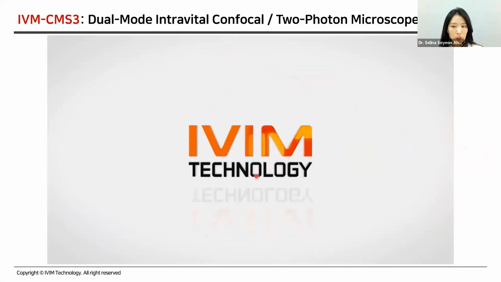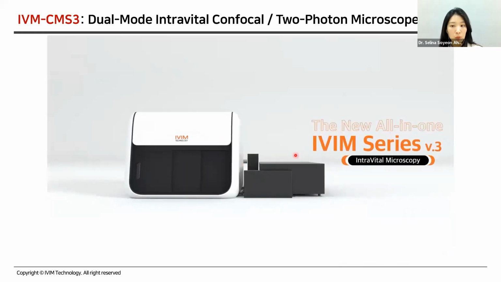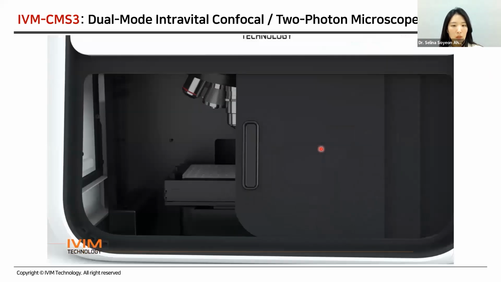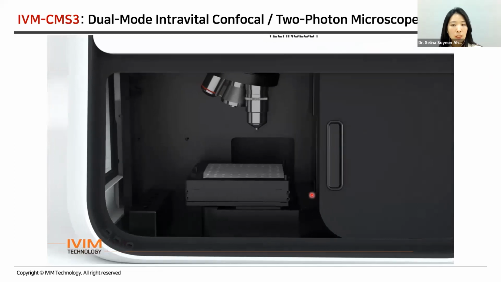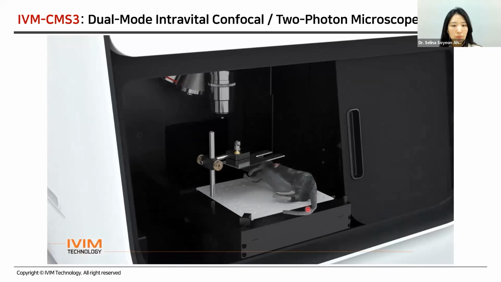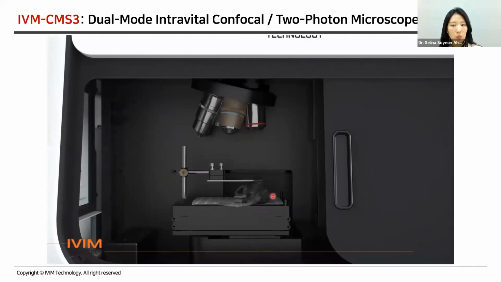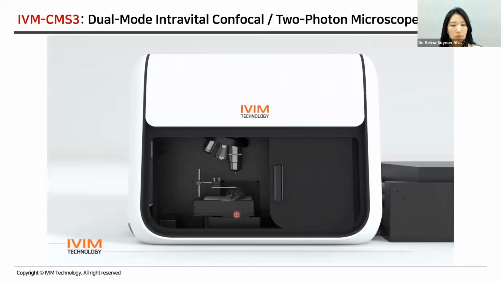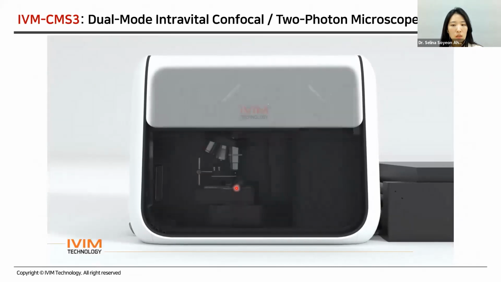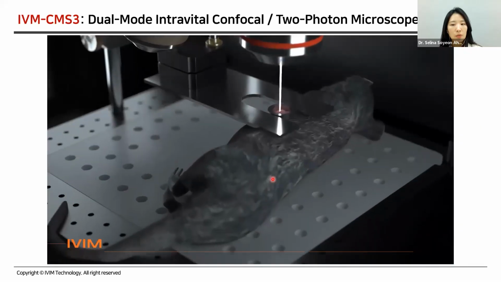This is the simple introduction video of the IVIM system, which has both confocal and multiphoton systems in one single box, single device. So there's an animal stage where the live animal can be mounted like this. And before imaging, we can select the objective lens. Then when we start the imaging, yeah, this is the schematic movie of the laser beam path during the imaging.